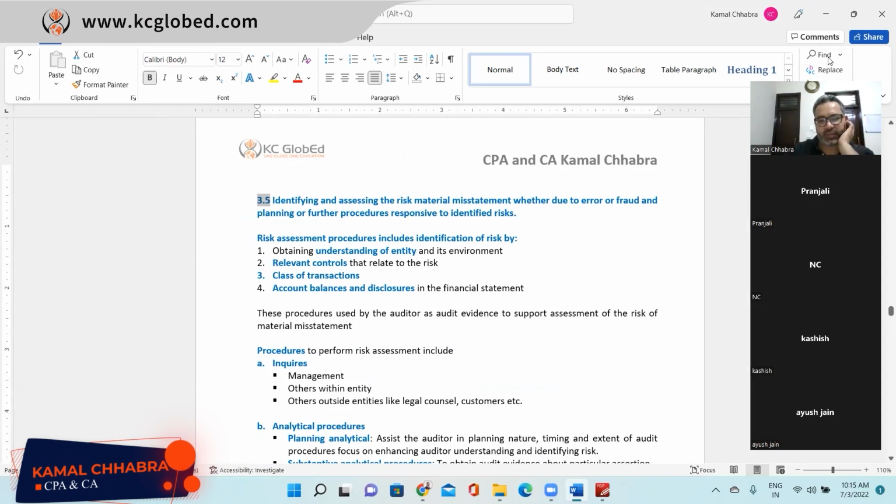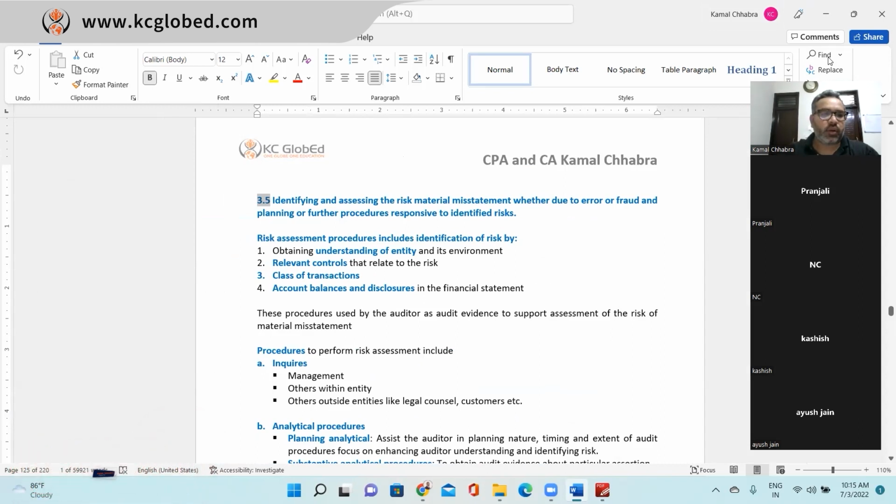So how do we identify the risk? First of all, like in the planning stage we have discussed, we need to understand the overall entity, their environment, their controls, their standard operating procedure, their process narrative, overall how they operate the organization, right? So the first thing is obtaining an understanding of the entity and its environment, which we have discussed in detail along with the control environment and COSO framework, right? The same thing is required to assess the risk in detail at the entity level, right? And then the relevant control.